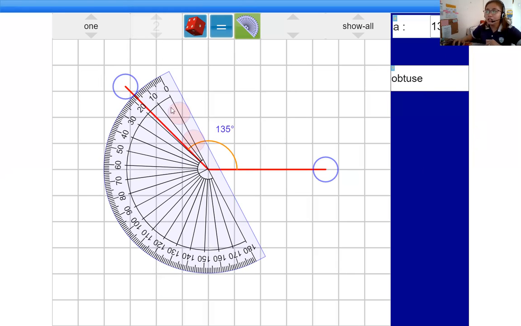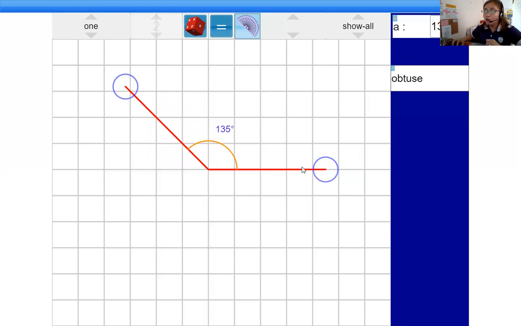Using our protractor, all you need to do is put one of your rays in line with the 0 degree mark on the protractor. Then the other one will lie on its correct measurement.